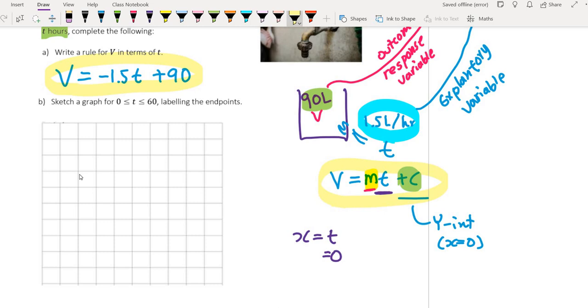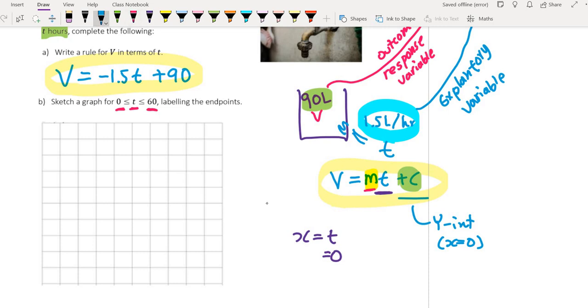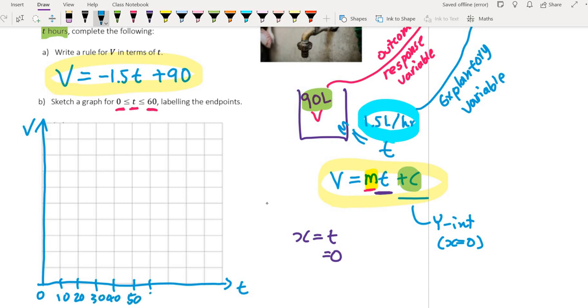Now, we are asked to graph this equation, only between when t is 0 to 60. So let's do that. This over here will have to be V, and this over here is our T. We want to go up to 60, so maybe we go every 2 steps as a 10. Is that going to be enough? Nope, that's not enough. So 10, 20, 30, 40, 50, 60.